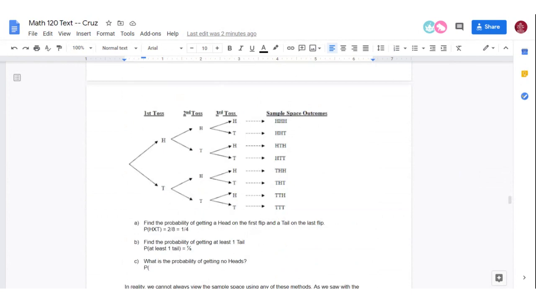But the probability of getting no heads and at least one tail are complements of one another, and that's why you can see it by counting them. There's only one of these that doesn't have any heads, and it's that one. And so 1/8 and 7/8 are complements of one another. At least one is the complement of no heads.